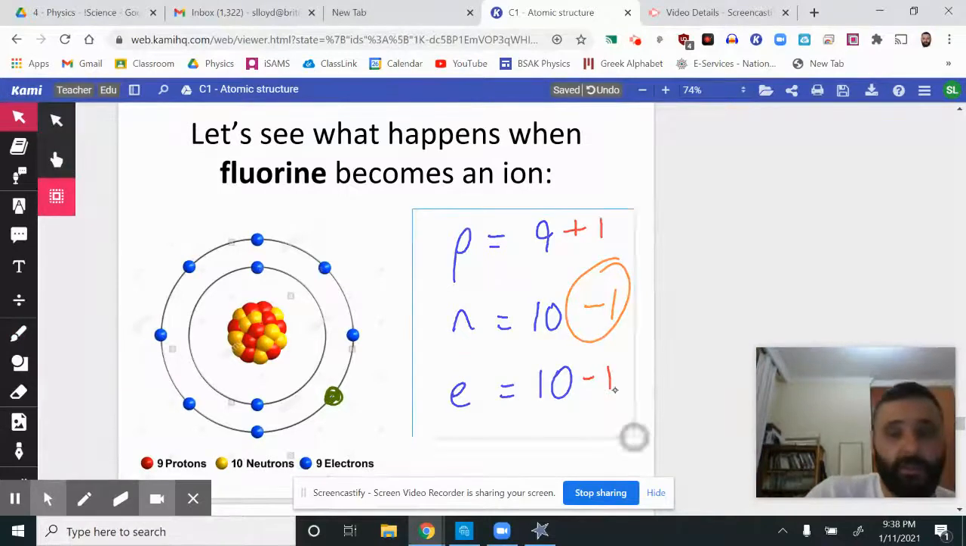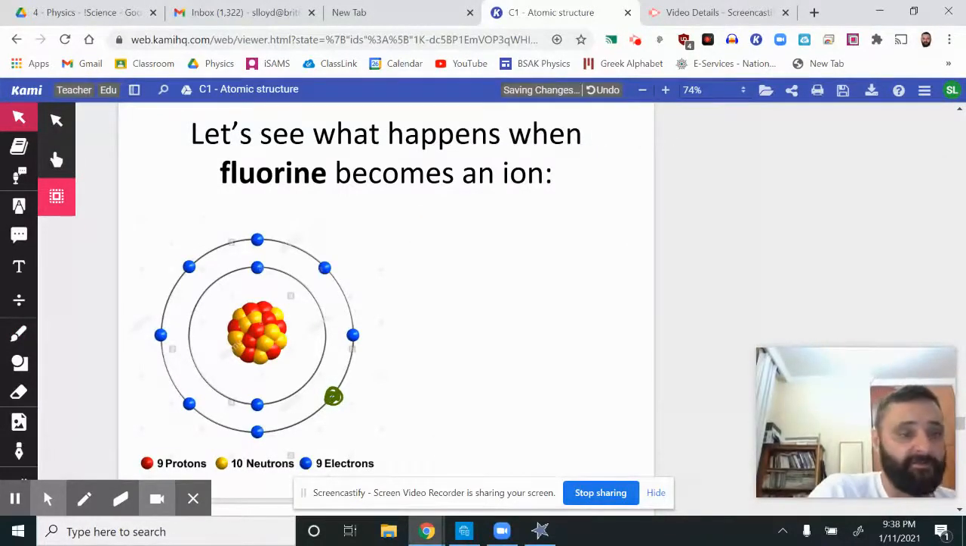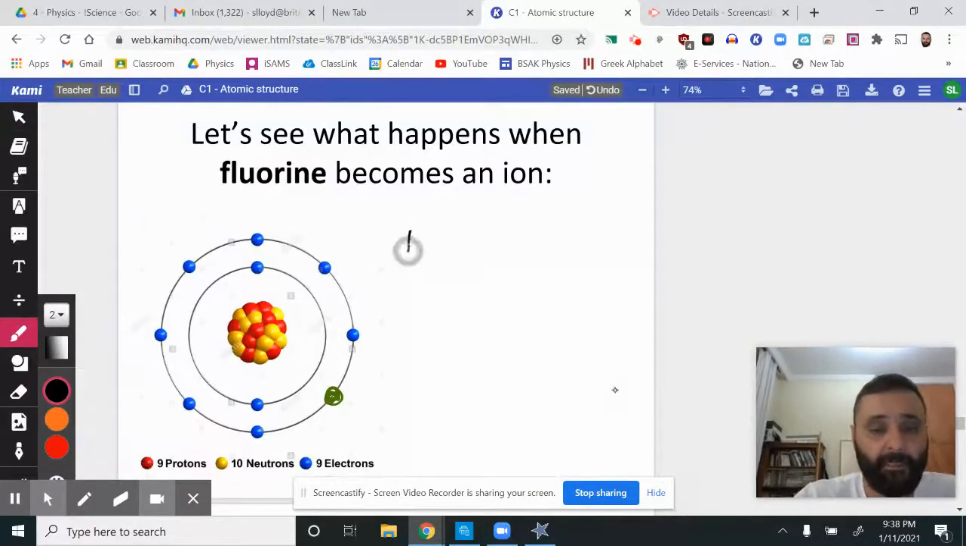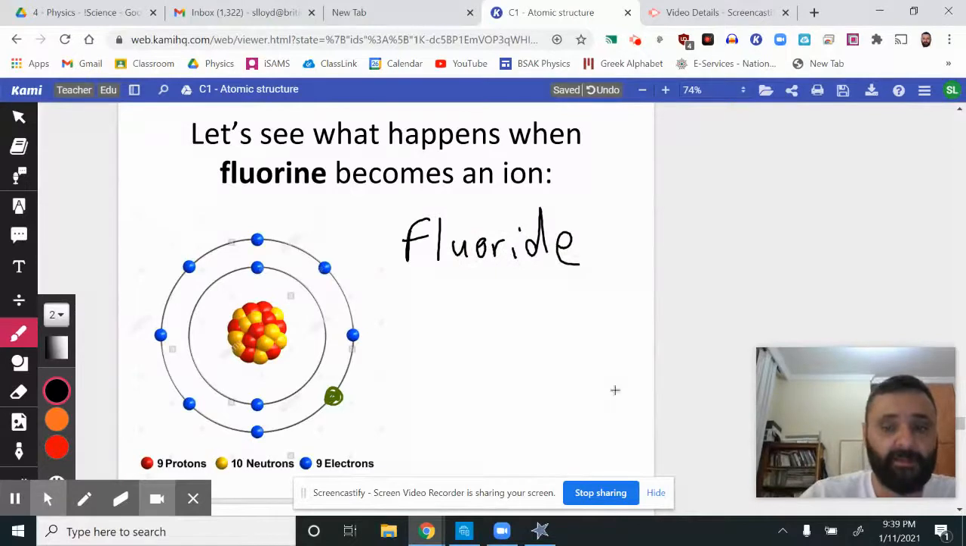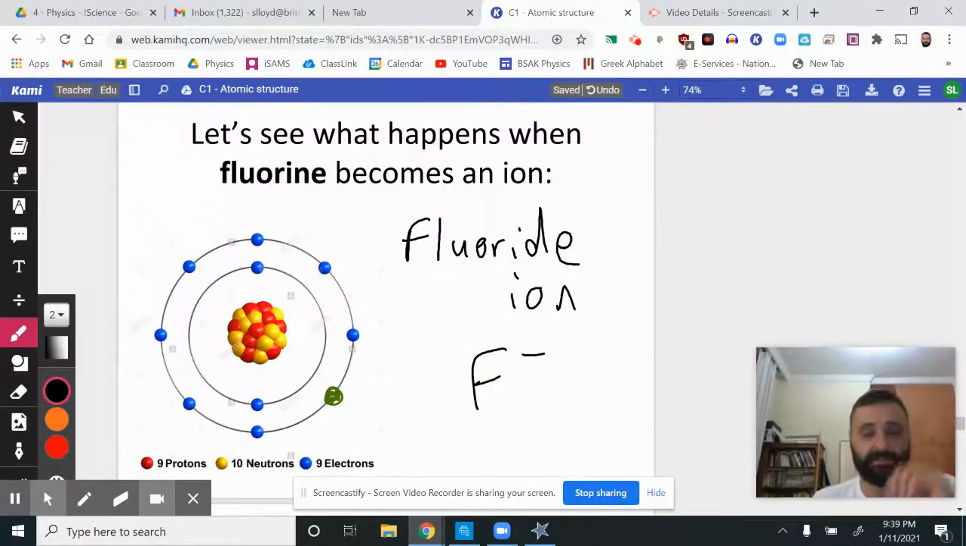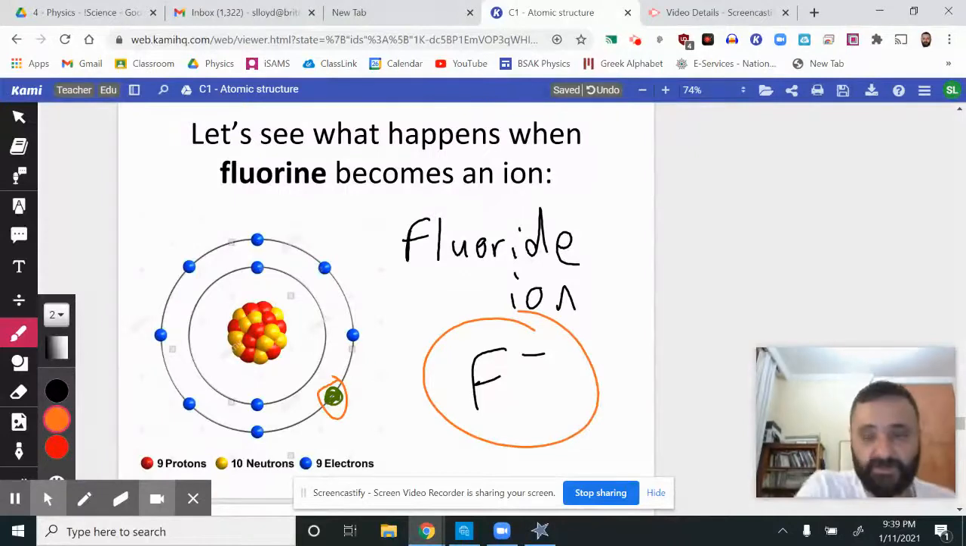So the fluorine ion, by the way, when a fluorine atom becomes an ion, it's called a fluoride ion. A fluoride ion. Let me just write that for you. Okay, so the fluoride ion is F minus, because it's got this extra negative electron there, meaning it's now got an overall negative charge.